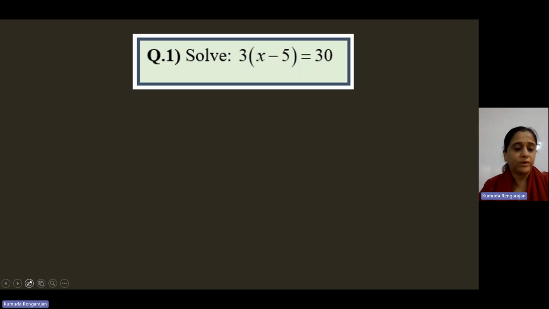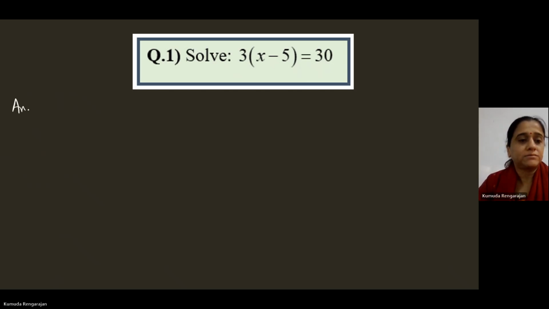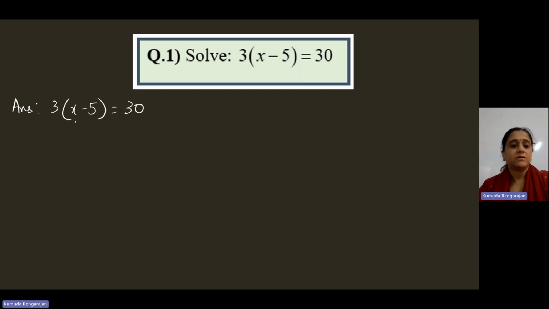Okay, so we'll come back and we'll learn how to solve equations. Okay, so here it is 3 and in brackets x minus 5. Now, what's the sign between 3 and this bracket? Multiplication, right? The operation between 3 and this bracket is multiplication.